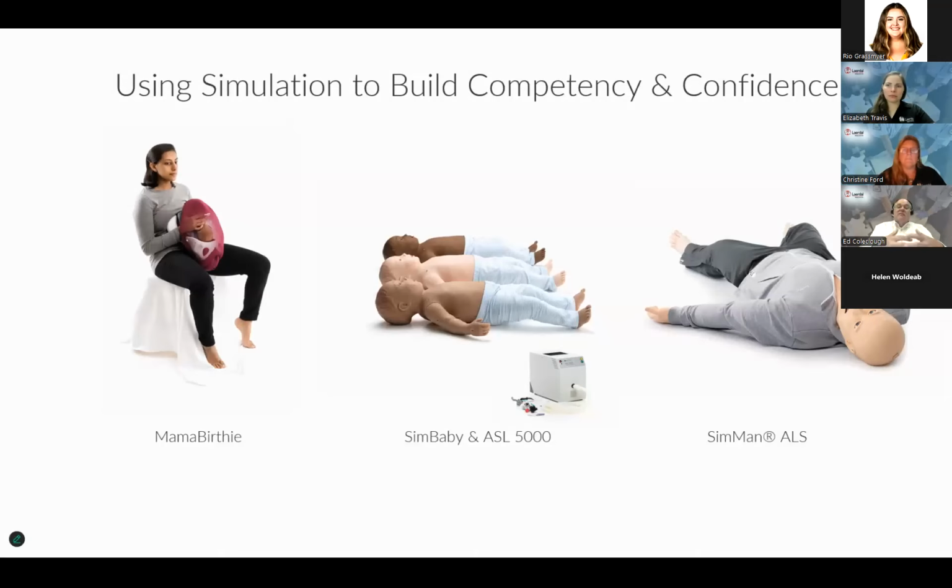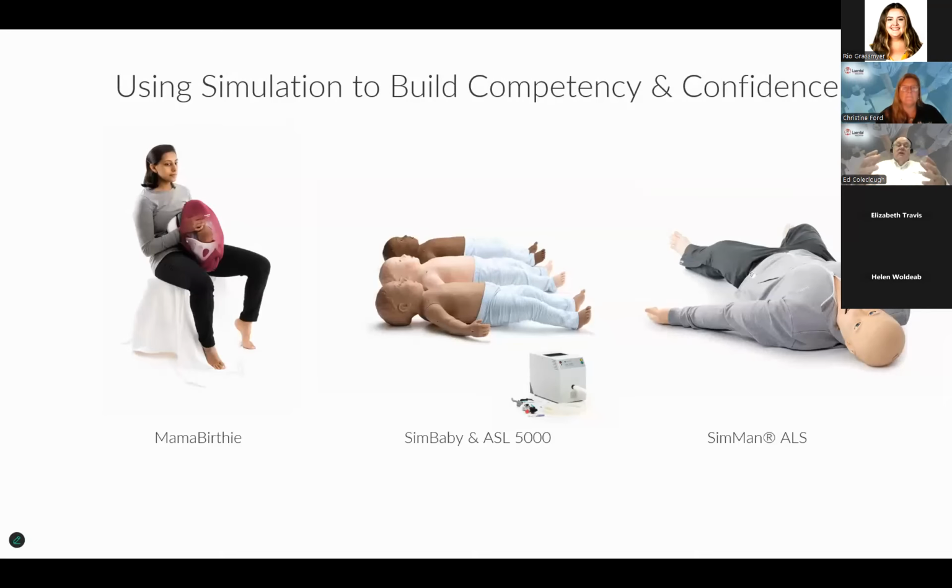It's a wearable birthing simulator. Isn't that fabulous? And then in the middle, we have our Sim Baby. Sim Baby has come so far, including being able to be connected to what we call the ASL 5000, which is a simulated lung, which allows you to connect Sim Baby as well as some of our other simulators, our SimMan 3G portfolio, our Nursing Anne, and so forth, to actual ventilators. So as we see scope of practice increasing, with pre-hospital ventilation and transport ventilators becoming more prevalent in the world, having that advanced high fidelity simulation capacity is really important.